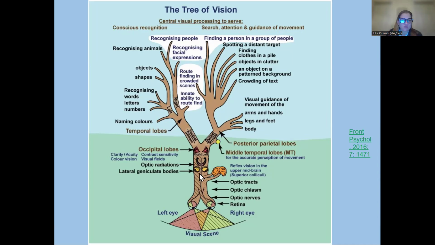Ventral stream, nosy, needs all the details. What is the color? What do the letters look like? Very specific thing about recognizing people. That's where facial expressions are recognized and so on. So it's really looking at the details. Ventral is slow, dorsal is fast. Ventral goes to the temporal lobes. Okay.